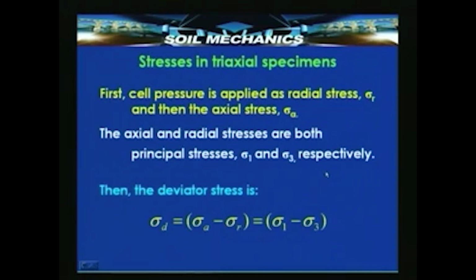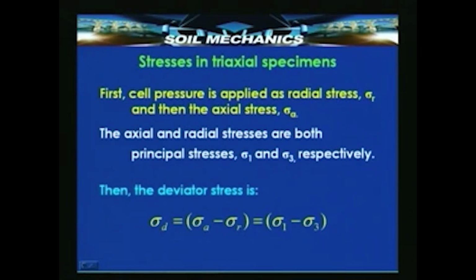Now, what are the kinds of stresses and strains that develop in the triaxial test when we apply the so-called radial pressure and the axial pressures? So, first the cell pressure is applied in the form of a radial pressure, and then the pressure is increased in the axial direction until failure takes place. So, the radial pressure is say sigma r and the axial stress is say sigma a.